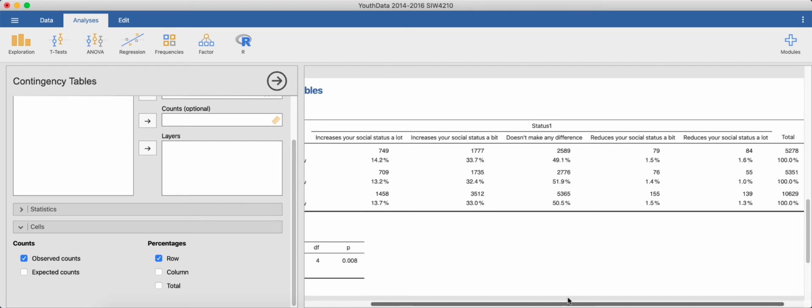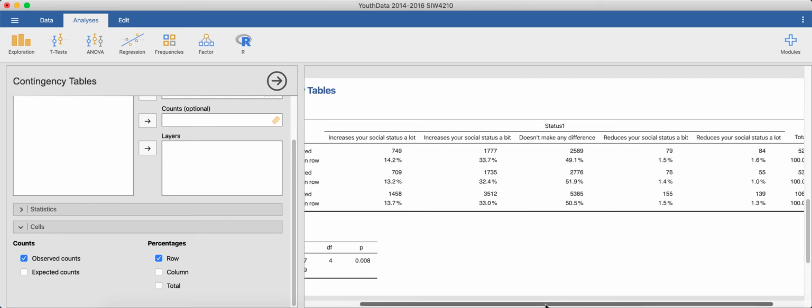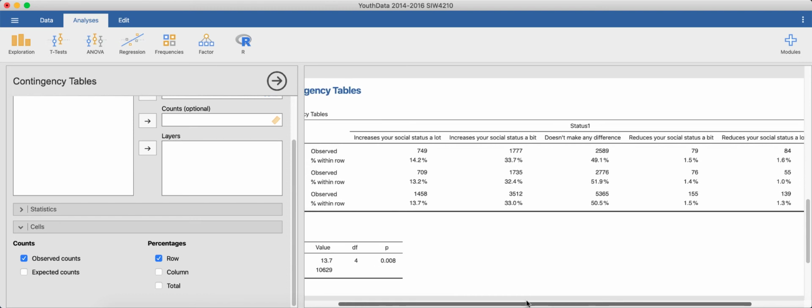But if you look at those who said that it doesn't make any difference, it's quite equal. It's more girls that say that it doesn't make any difference, somewhat less boys. 49.1% of the boys say that it doesn't make a difference, whereas 51.9% of the girls say that it doesn't make a difference.